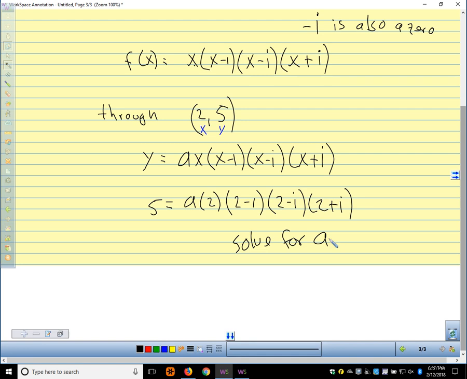So you multiply all this out, you get something times a equals 5, and solve for a. So the key for this one is realizing that we can have a leading coefficient there. And that's how we get it to go through a specific point. All right, questions? Okay, I want to do one other example, a problem related to this one, but just a little bit different.